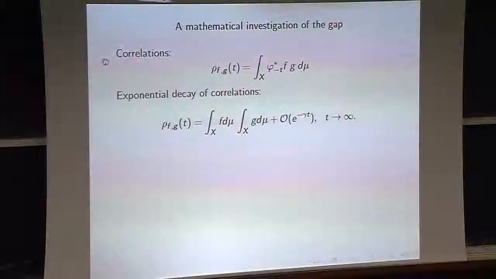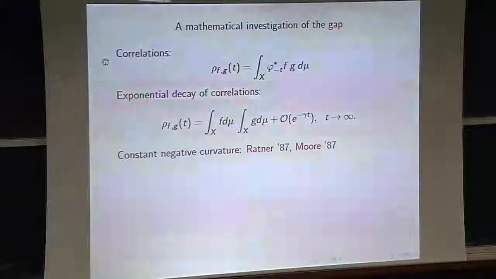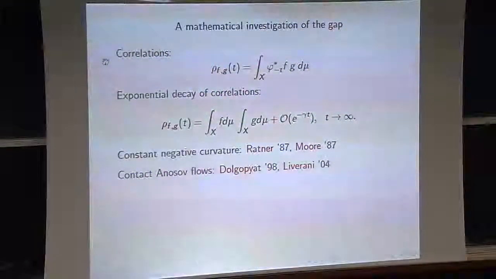If this just goes to this, that is a classical thing called mixing, which again goes back to Gibbs 150 years ago. But here is the exponential decay of correlation. So that has a long tradition of study in constant negative curvature. These are all the Berkeley results of Ratner and Moore. For constant contact Anosov flows, and this is why I introduced contact Anosov flows right in the beginning.